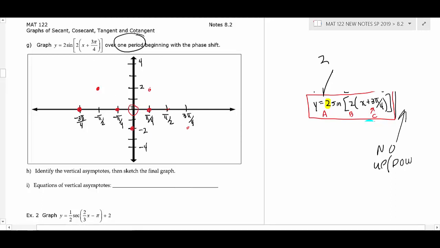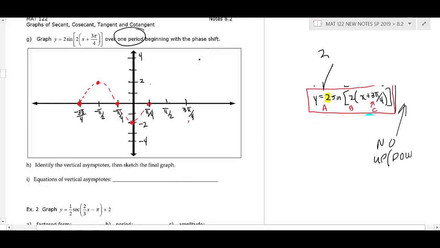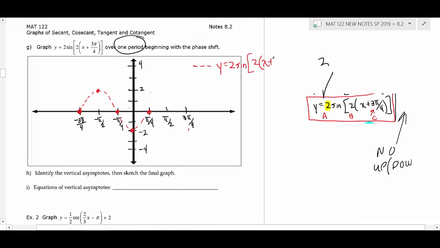So what I'm saying is, just think about where your basic points are and then phase shift them. And that'll be good enough. That's 1, 2, 3, 4, 5 key points. So that will be our basic graph of the sine. You want to label that as the graph of y equals 2 sine of 2 times x plus 3 pi over 4. Okay, so that's what we have computed so far.